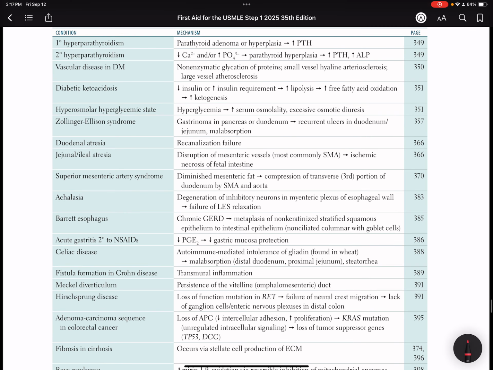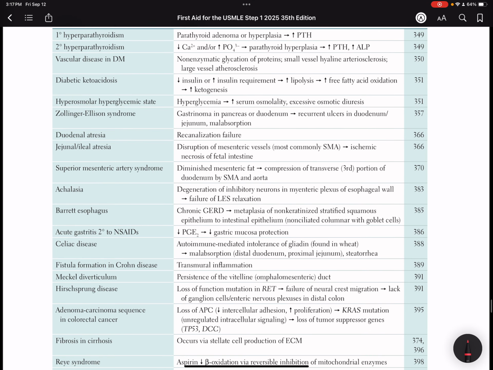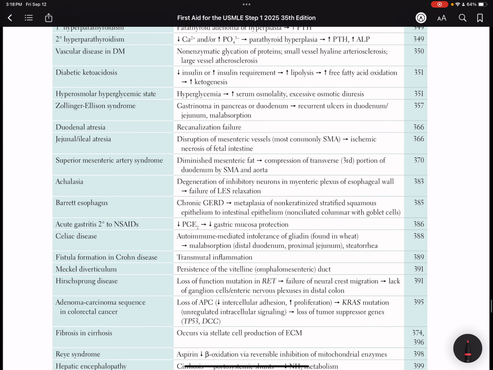Next condition is primary hyperparathyroidism. Primary hyperparathyroidism caused by parathyroid adenoma or hyperplasia leads to increased parathyroid hormone. Secondary hyperparathyroidism leads to decreased calcium or increased phosphate, leads to parathyroid hyperplasia, increased parathyroid hormone, increased alkaline phosphatase.